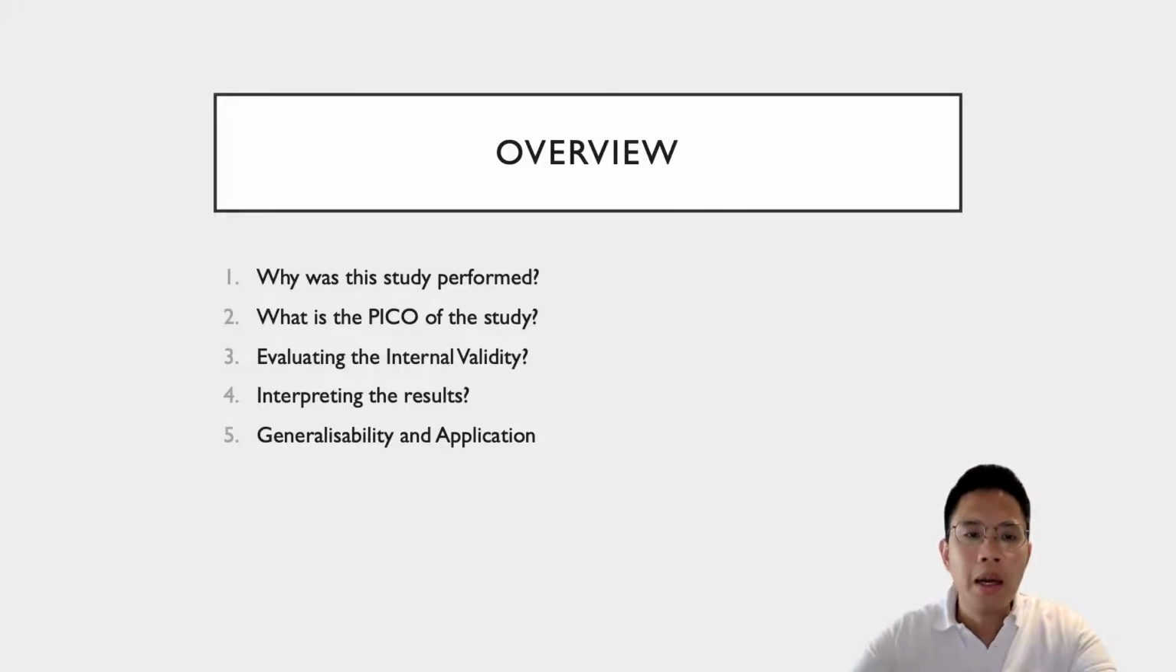We usually begin by asking ourselves why a particular study is performed in the first place. We then examine the PICO of the study and compare that against the patient of interest. We then look at the internal validity, which is ultimately an assessment of the robustness of the methodology of the study. We then review the results, or interpret them. And finally, we attempt to generalize and apply the findings of the study into a specific clinical context, which is usually the patient that we are treating.